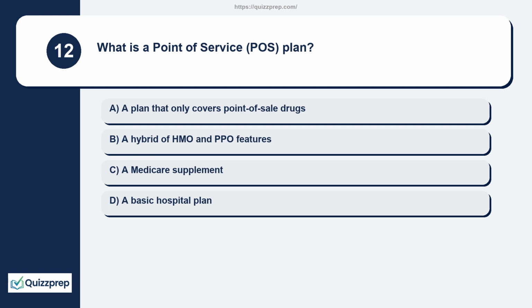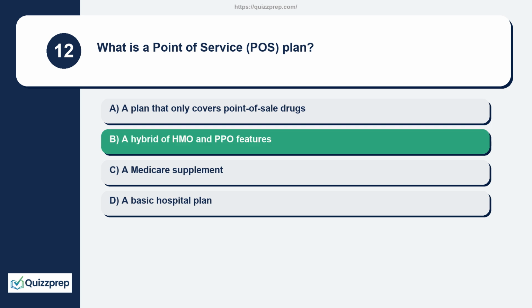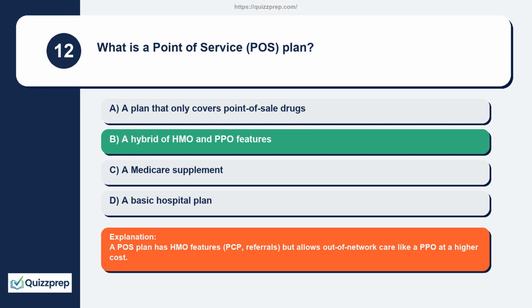Question 12. What is a point-of-service, POS, plan? A plan that only covers point-of-sale drugs. A hybrid of HMO and PPO features. A Medicare supplement. A basic hospital plan. A POS plan has HMO features, PCP, referrals, but allows out-of-network care like a PPO at a higher cost.